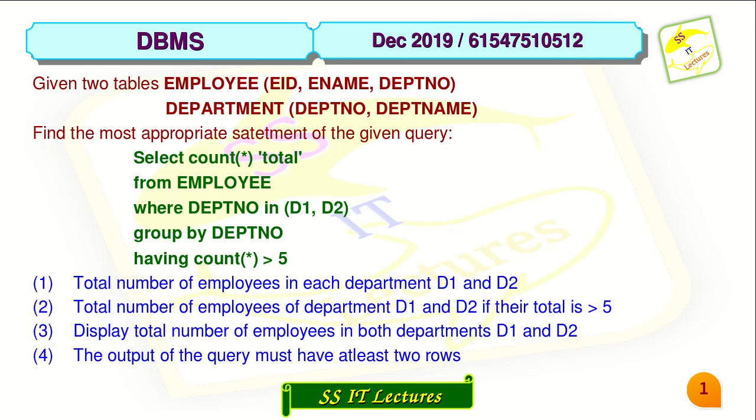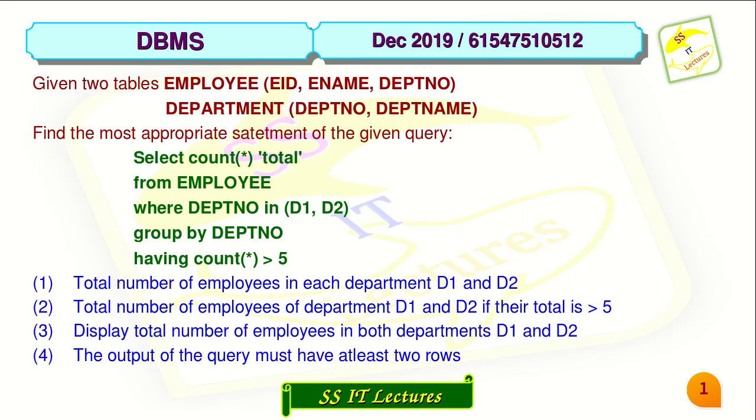First question, which is asked in December 2019 and the question ID is given. Two tables, employee and department, with their columns are given. Find the most appropriate statement of the given query. They have given the query, and first we'll check out the options available.